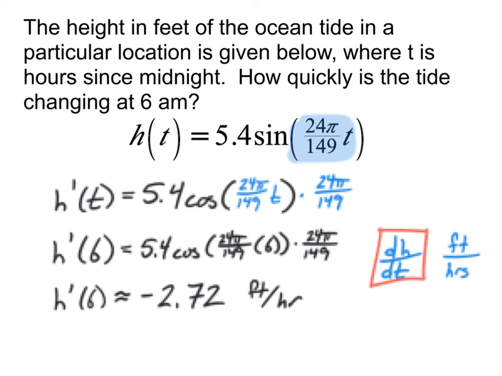Now, why would it be negative? What does that tell us is happening here? Yeah, it tells us the tide, the depth here, is going down. And so it's actually decreasing. So the tide is going out at this time. And it's going out at a rate of about 2.72 feet per hour.